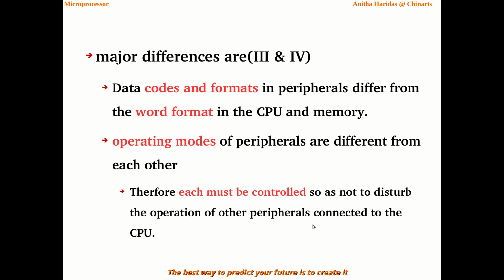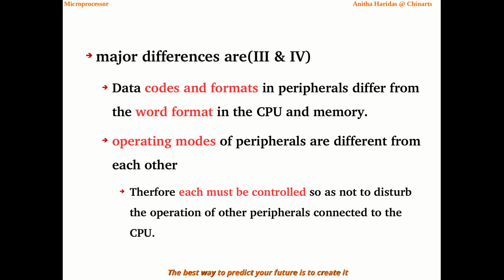Say, for example, when you have a printer, the operating mode of the printer is that the drum in the printer must be rotating so that it will be form feeding the papers. So the operating mode of a printer is completely different. When you take a keyboard, the operating mode of the keyboard is that you have to type each and every character. Or if you take a monitor, the display has a completely different operating mode.